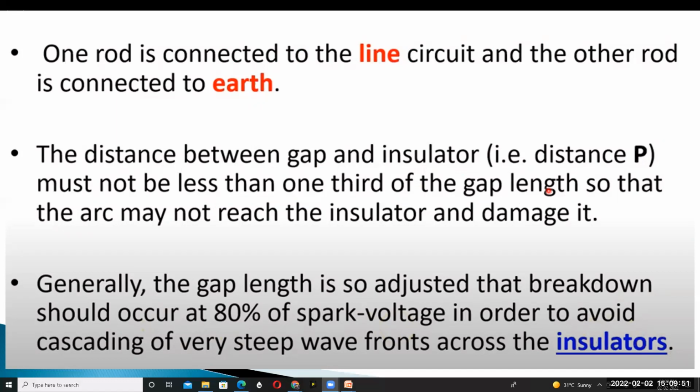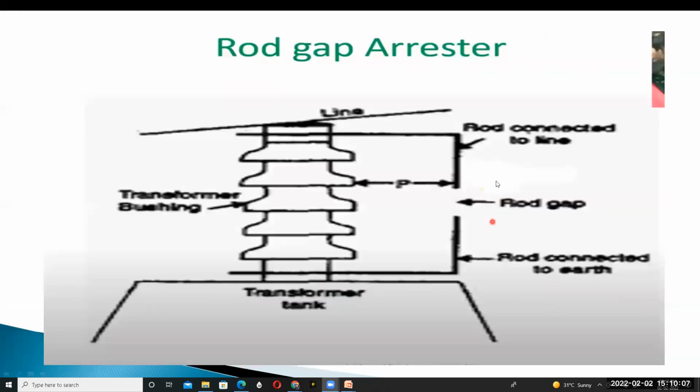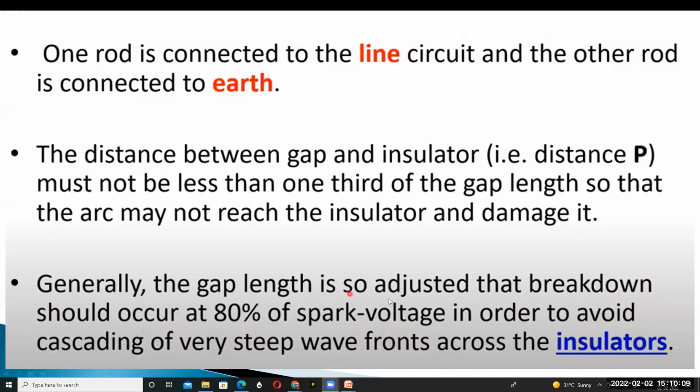These are the conditions we have to follow. Generally, the gap length is adjusted so that breakdown occurs at 80% of the spark over voltage, in order to avoid cascading of very steep wave fronts across the insulators.